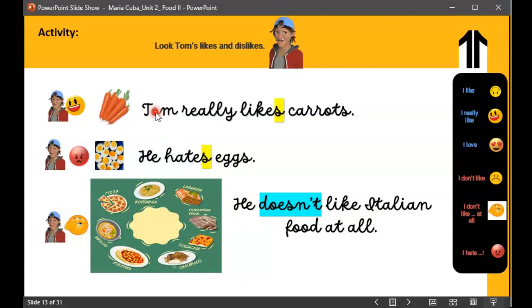Excellent. So you can say Tom, you can also mention he. Use the pronoun he. Yes, he doesn't like Italian food at all. Okay, pizza, polenta, etc. Kind of Italian food. Very good. So that is something that we can say. These expressions can be used to express likes or dislikes.